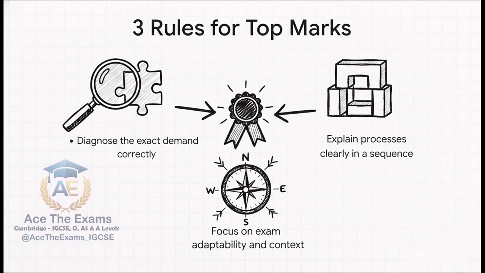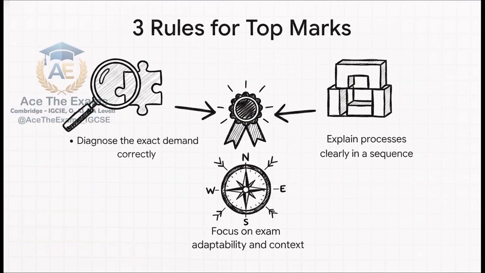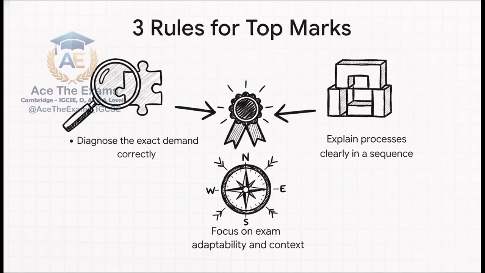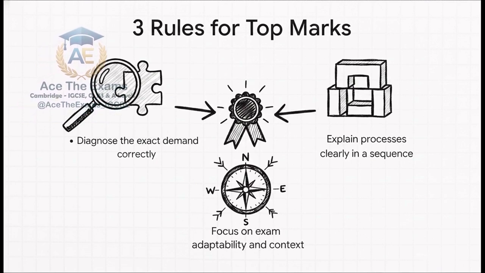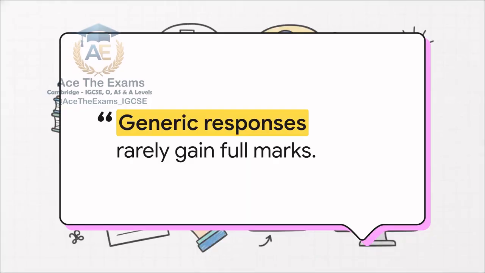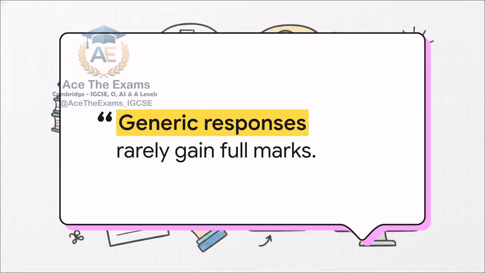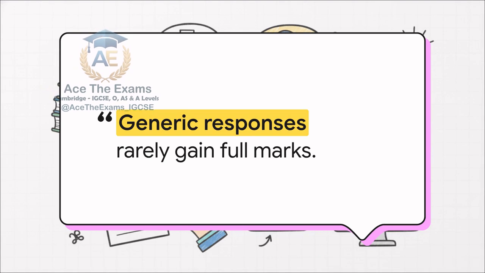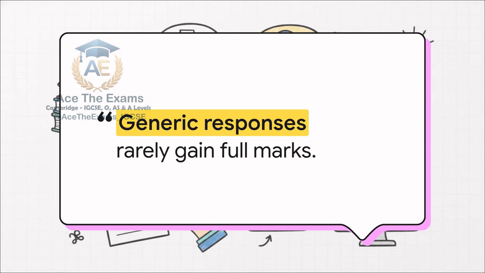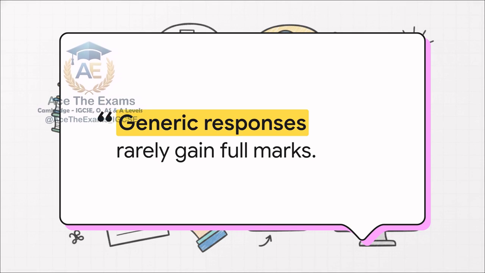Students who implement these computer science strategies see an average improvement of 2 grade boundaries, but only if they practice consistently with our weekly explainers. When you master these 3 rules, you stop guessing and start engineering the exact answers the mark scheme demands. Remember, generic responses rarely gain full marks. It is entirely up to you to take action on what you have learned today. The strategies are in your hands, the blueprint is crystal clear, and the path to top marks is laid out right before you.